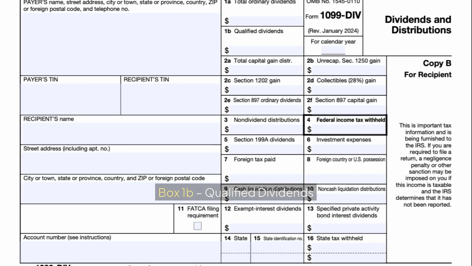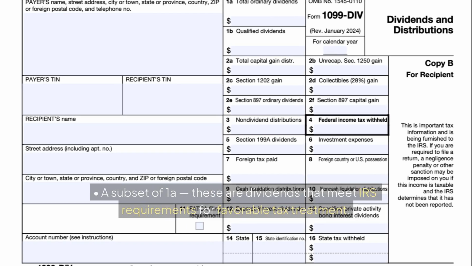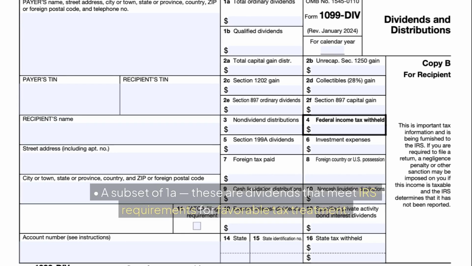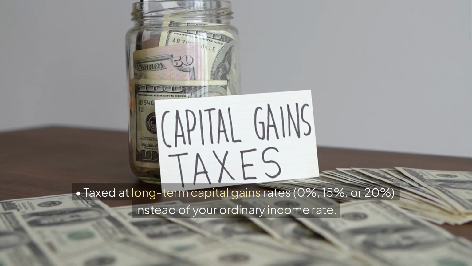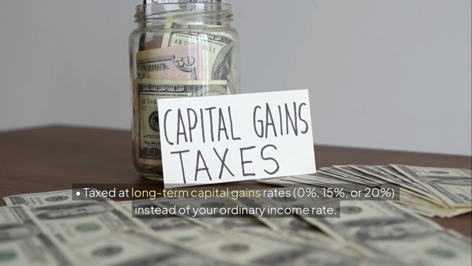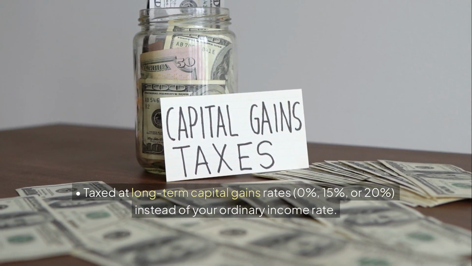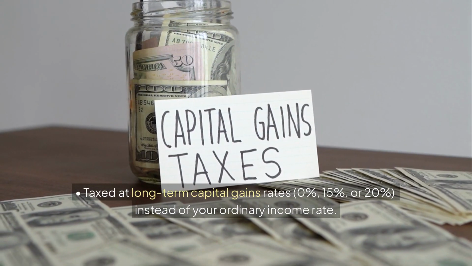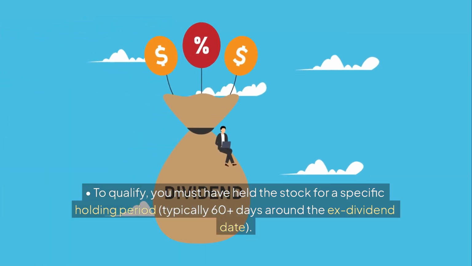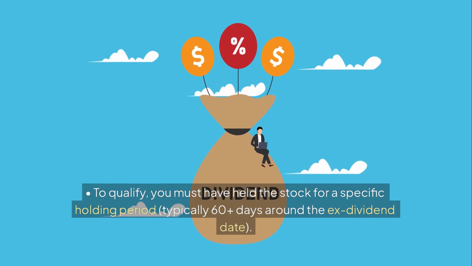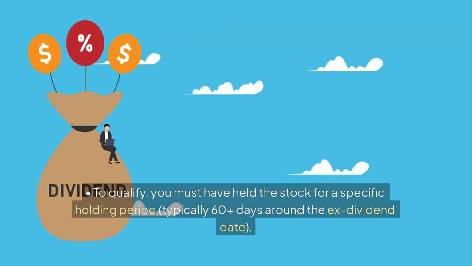Box 1B, qualified dividends. A subset of 1A, these are dividends that meet IRS requirements for favorable tax treatment. Taxed at the long-term capital gains rates, 0%, 15%, or 20%, instead of your ordinary income rate. To qualify, you must have held the stock for a specific holding period, typically 60 plus days around the ex-dividend date.